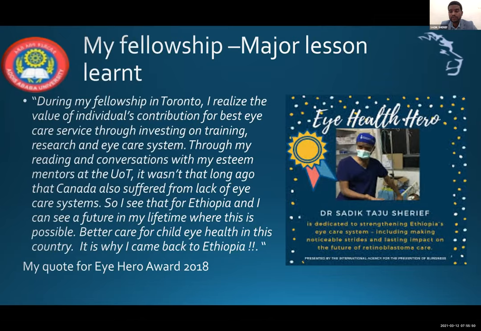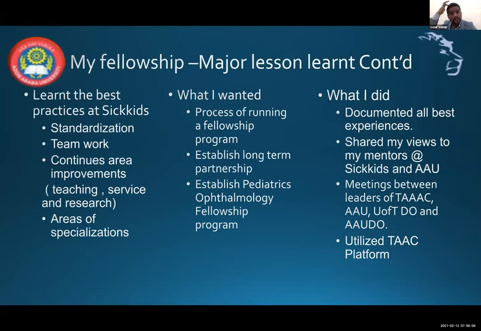I can mention Brenda Galli, how she worked in the past 30 something years on retinoblastoma. And she was telling me how everything was changed in the past 30 something years. So that was the kind of aspiration. What I learned at Sick Kids is that everything has its kind of standardization, be it the training, the research, the service. There are standard operating procedures in place, and continuous areas of improvement in teaching, service, and research. And most of the staff, be it the academics or others, have an area of specialization.